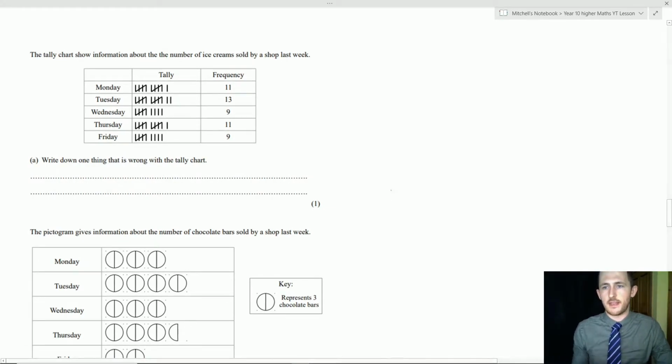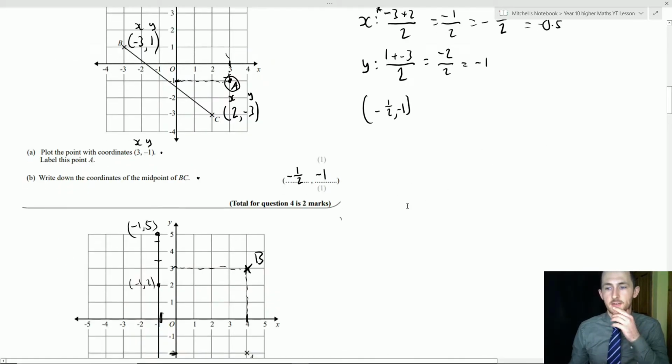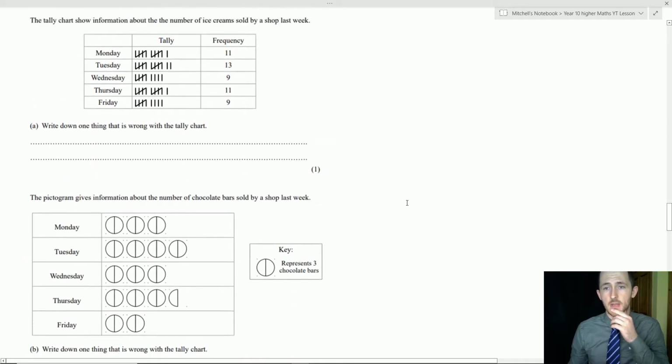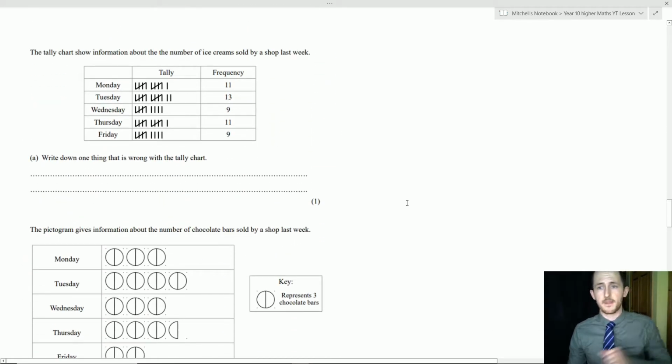So essentially they use tally charts and they also use pictograms. You need to be able to draw pictograms and you also need to be able to read them. So first off, if we start with the tally chart. With tally charts, they give you these little ticks. Count up the ticks, that gives you how many are in here. In this case, the tally chart shows information about the number of ice creams sold by a shop last week. So on Monday there were 11 sold, Tuesday there were 13 sold, Wednesday there were 9 sold, Thursday 11, Friday 9 again.